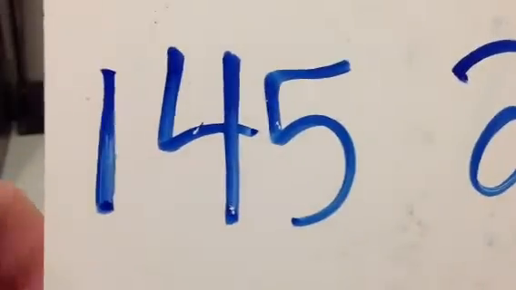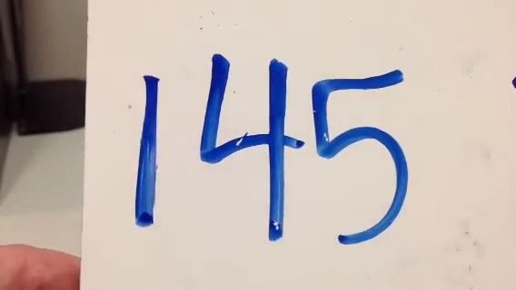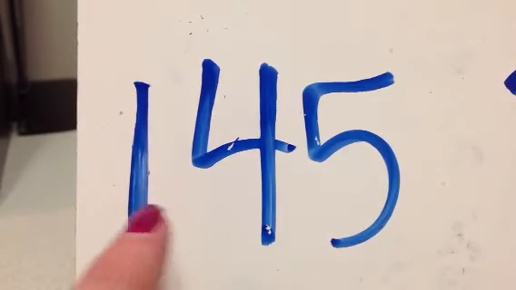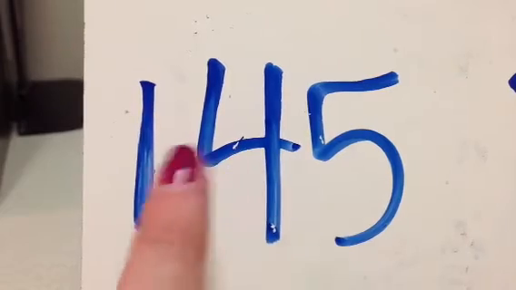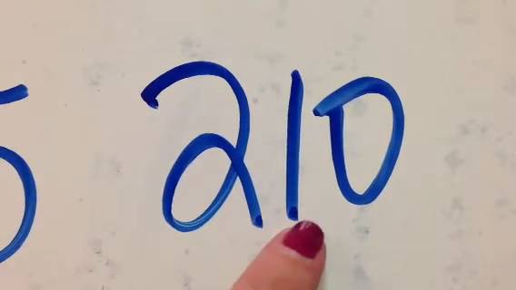Let's look at some examples of numbers with digits in the hundreds place. There, I got it on the screen. This one, we would read 145. I have a 5 in the ones place, a 4 in the tens place, and a 1 in the hundreds place. And another example for you, 210.